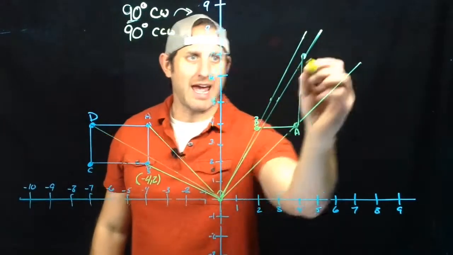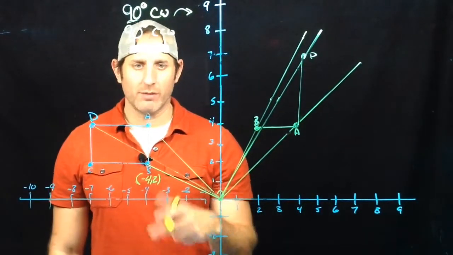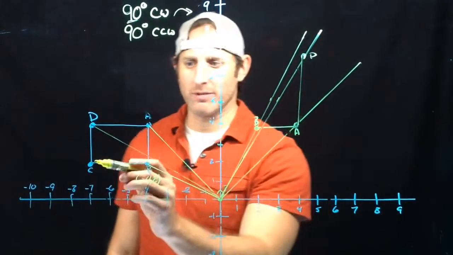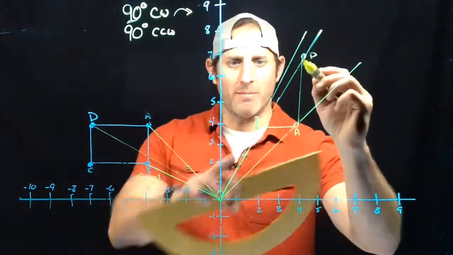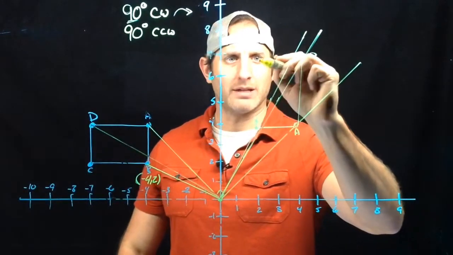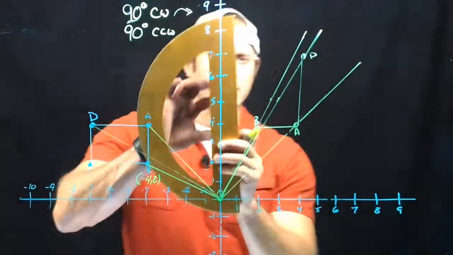And that gives us A, B, and D. Now, do I have to do C? No, I don't, because I know that C is going to be on the same line as D, and it's also going to be on the same line as B, so I'm just going to match that up. I'm going to go up B until I get to where D's at, and put my dot right there, and then just simply connect the dots.